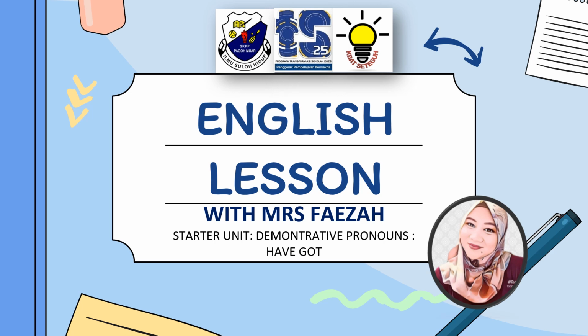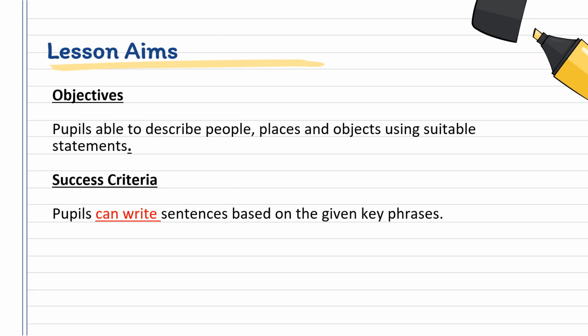Today, we're going to cover demonstrative pronouns and have got. The objective of today's lesson is that you will be able to describe people, places, and objects using suitable statements, so that by the end of the lessons, you can write sentences based on the given key phrases that we learned today, which are the demonstrative pronouns and the have got. So, ready for today's lessons? Let's wait no more. Let's go!